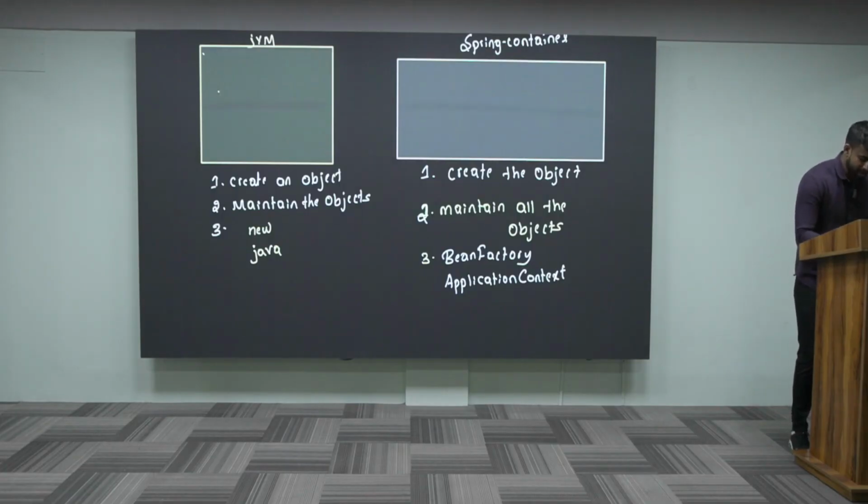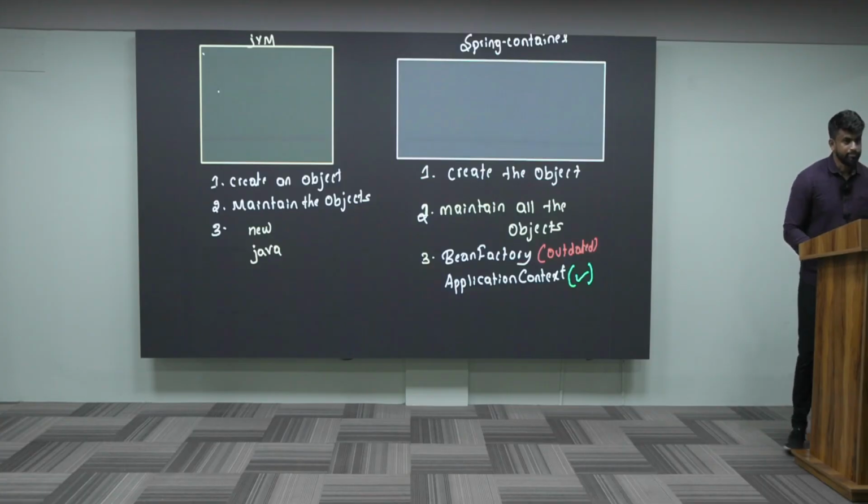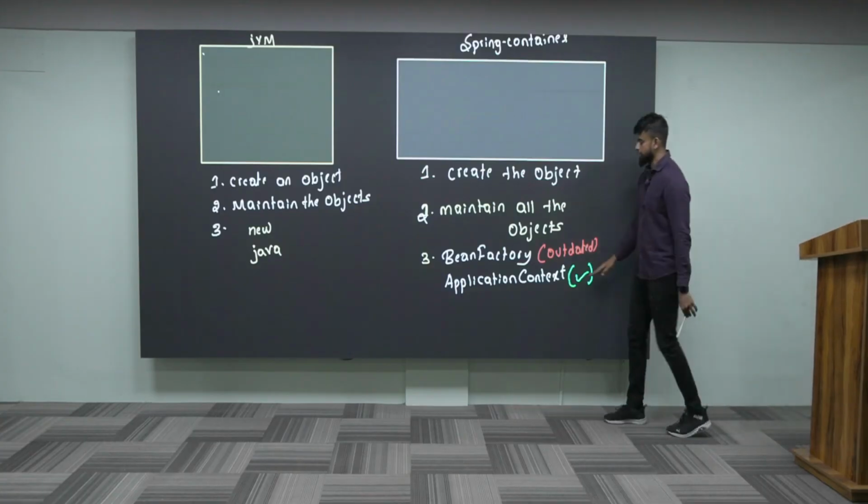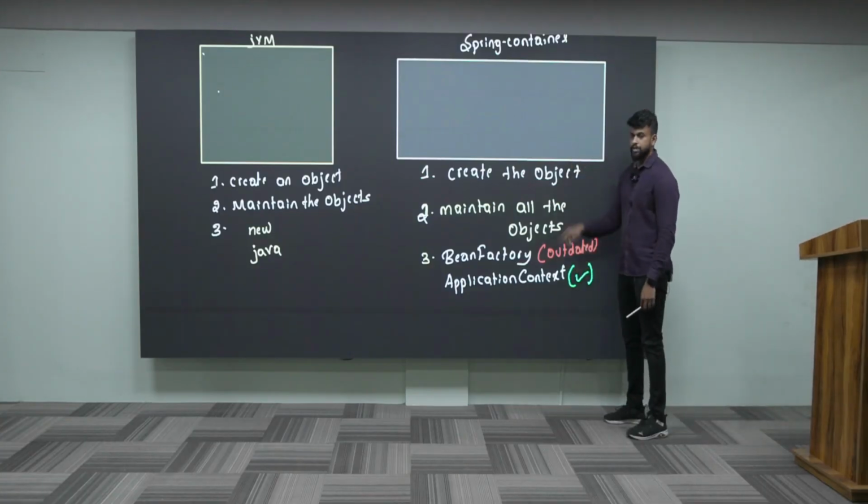But the BeanFactory is outdated. You should not use it, and no one will use it. The ApplicationContext is the current one, and people will use the ApplicationContext to trigger the Spring Container.